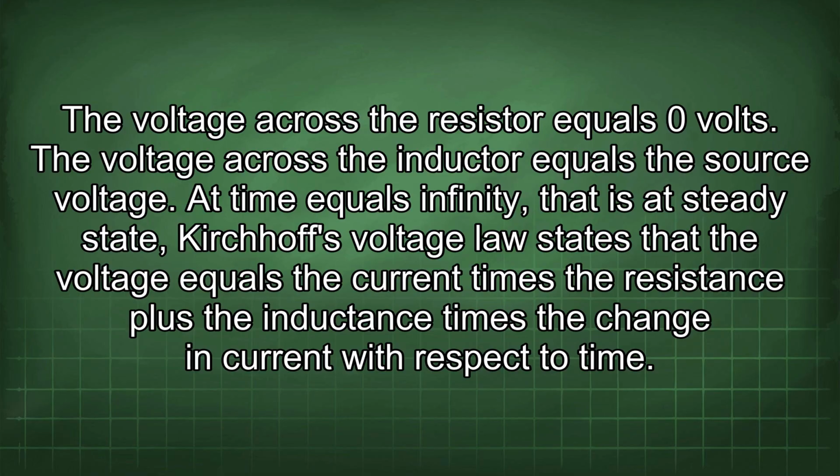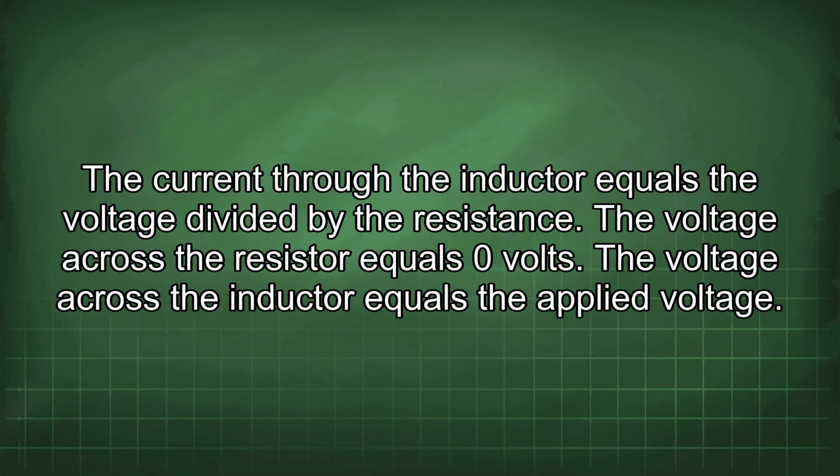At time equals infinity, that is at steady state, Kirchhoff's voltage law states that the voltage equals the current times the resistance plus the inductance times the change in current with respect to time. The current through the inductor equals the voltage divided by the resistance. The voltage across the resistor equals 0 volts. The voltage across the inductor equals the applied voltage.